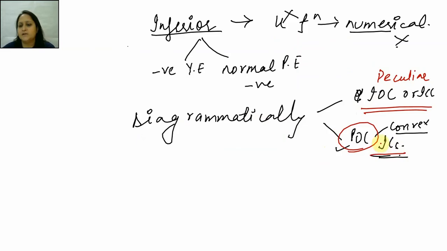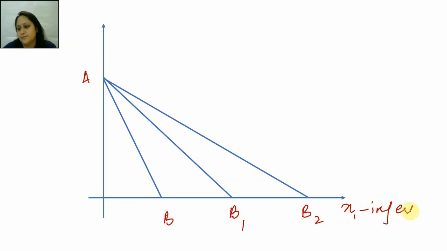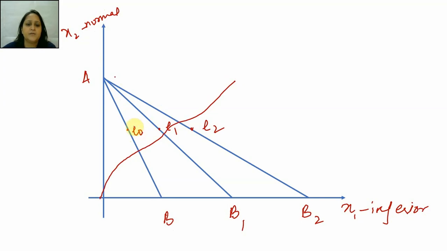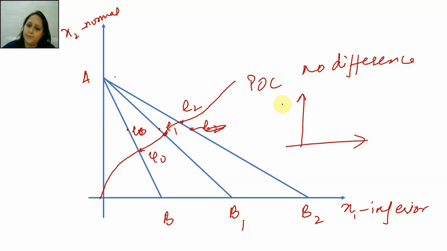Price of a curve is the same as we've done earlier, but let's just spend 2 minutes on it. अगर मेरे पास ये मेरी budget lines हैं, which is AB, price of good one falls, AB1, price of good one further falls, AB2. X1 is inferior also, and X2 is normal. Then also what will happen? I will initially be consuming at E0, price falls, E1, price further falls, E2. So my price of a curve should ideally be just upward sloping. So I have E0 here, E1 here and E2 here. It will be upward sloping. No difference as compared to a normal convex IC or normal convex price of a curve.